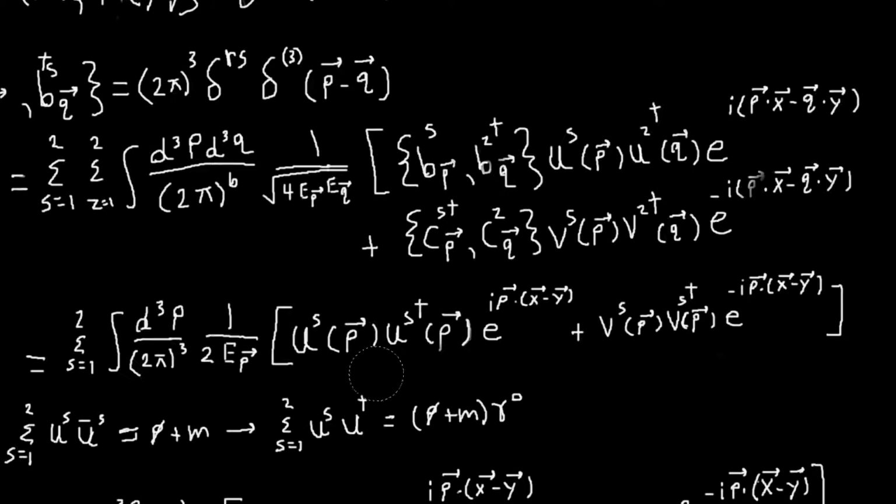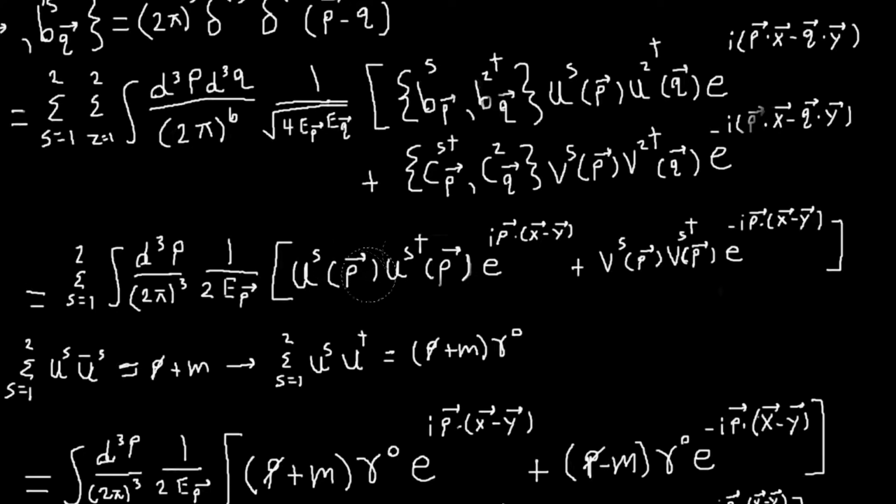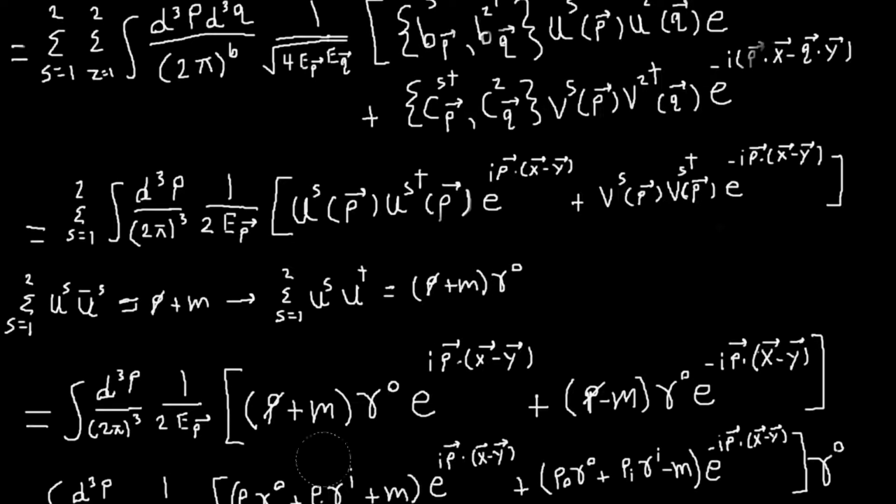And then I can use, so last time I wrote down a few identities involving our basis spinor contractions. So we had these outer product relations. This outer product is this matrix. And so we can use that to replace these things. So basically u dagger is p-slash plus m, and then v dagger is p-slash minus m, times gamma naught. So we get this.